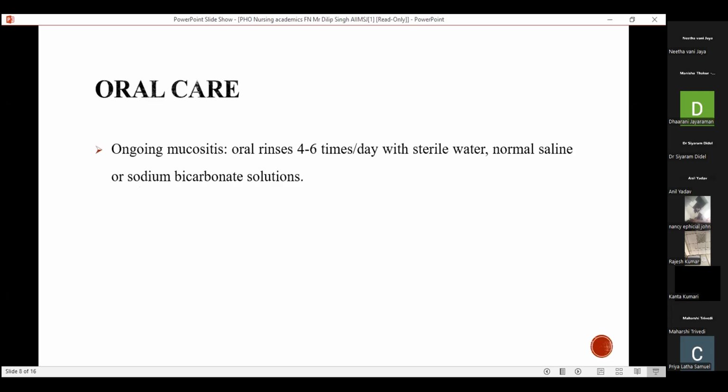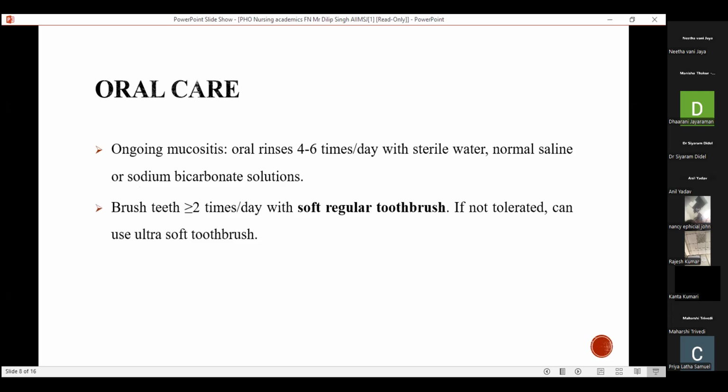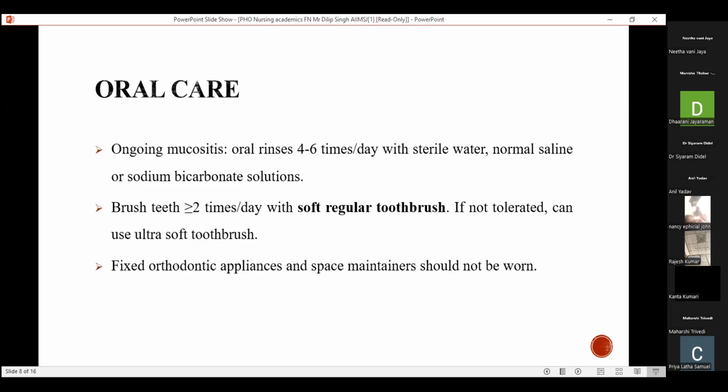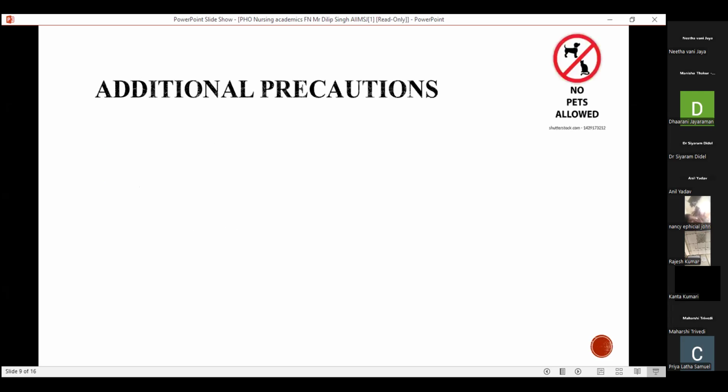Oral care. For ongoing mucositis, oral rinse 4 to 6 times a day with sterile water, normal saline, or sodium bicarbonate solution. Brush more than 2 times a day with a soft regular toothbrush. If not tolerated, can use an ultra soft toothbrush. Fixed orthodontic appliances and space maintainers should not be worn.